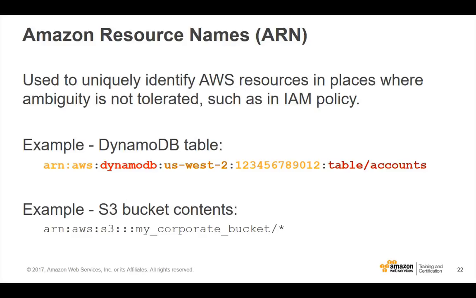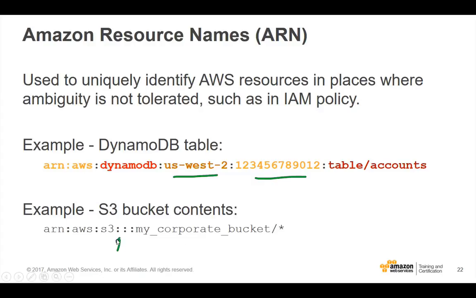So how do you identify individual resources you want to lock down? We have something called Amazon Resource Names for that. And these are just unique identifiers. So if you need to uniquely identify a DynamoDB table in a particular region, in a particular account, you can do that with this ARN. This is going to be unique to that resource. The same for S3. You've got one here specifying a bucket.